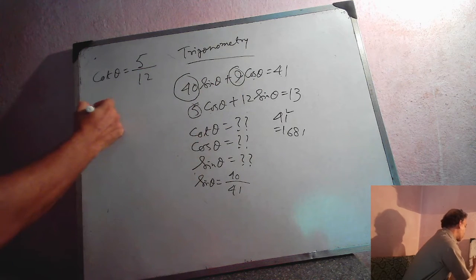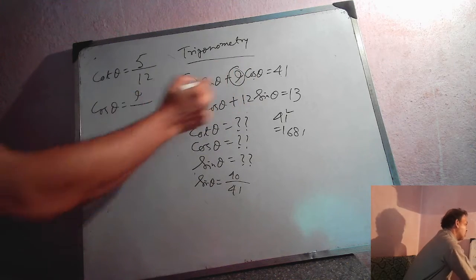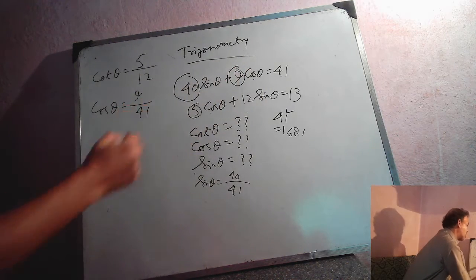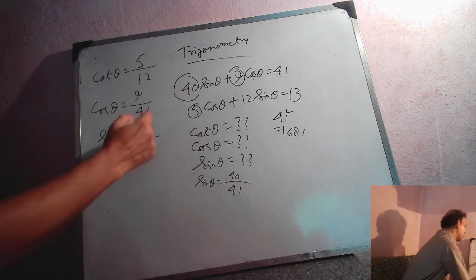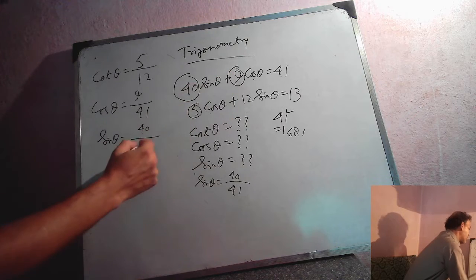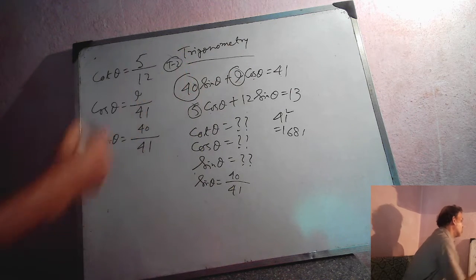Next, cos theta: coefficient of cos is 9 by 41. Sin theta equals the coefficient of sin, 40 by 41. So this is trick 2, the second trick.